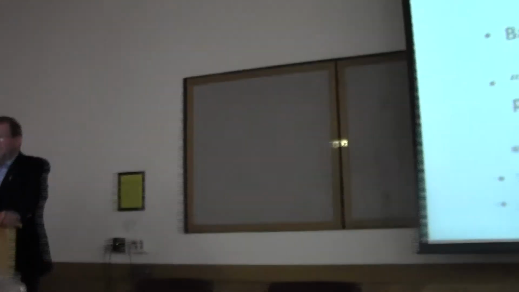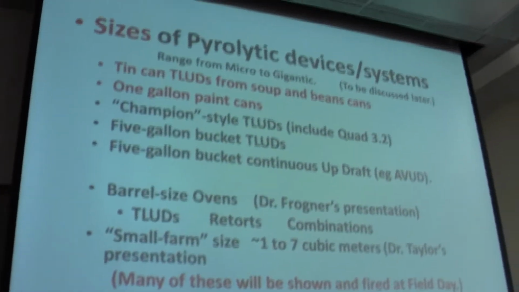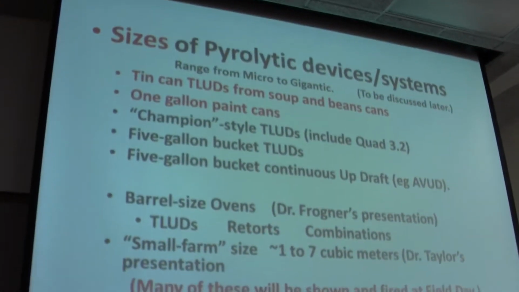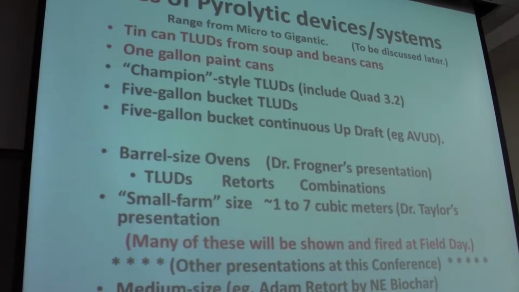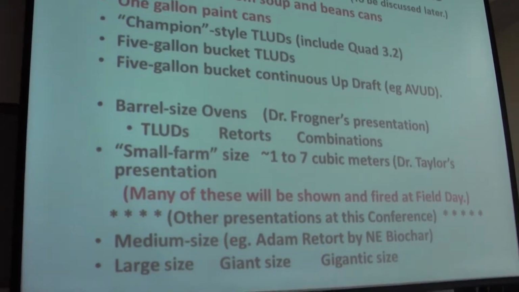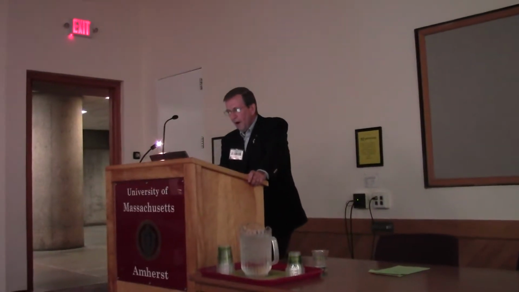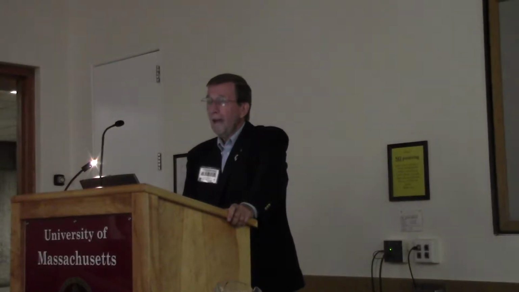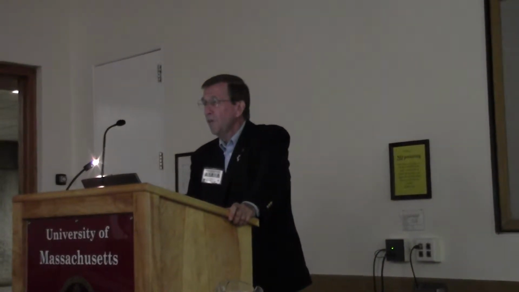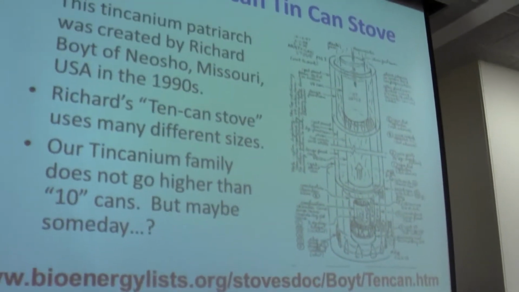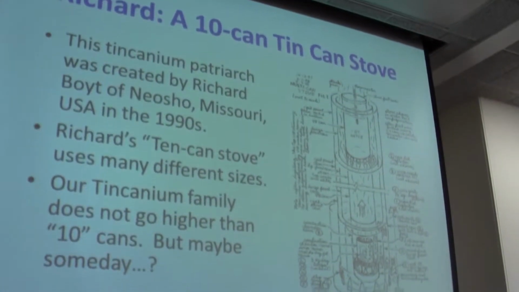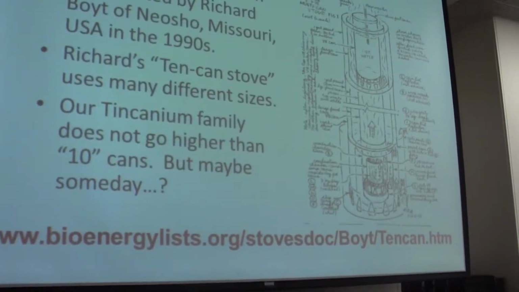Now we're into the size. This is the same slide that was up there at the front, but I've got two listed out here: tin can TLUDs, soup cans and bean cans, and 1 gallon paint cans, and just a few samples of this. At the bioenergylist.org website, if you have never been there, there is a massive amount of information. I think now you need to put the stoves word in front of it, but they have lots of things there about the TLUDs.